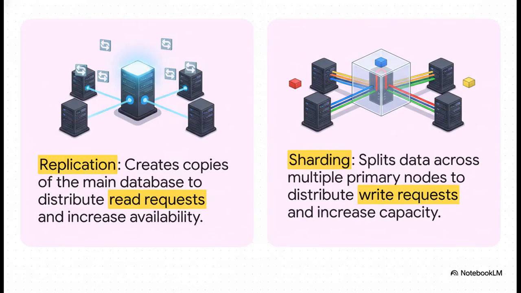Well, Redis has a two-pronged attack for this. To handle more people reading data and to make sure your system stays online, you use replication. That's just making copies of your data. But to handle more people writing data, you use sharding. And that means splitting your data up across a bunch of different primary machines.